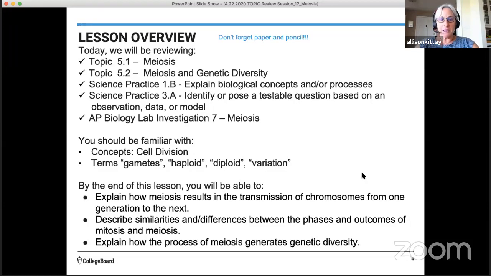By the end of today's lesson, you will be able to explain how meiosis results in the transmission of chromosomes from one generation to the next. You should be able to describe similarities and differences between the phases and outcomes of mitosis and meiosis, and explain how the process of meiosis generates genetic diversity. So go ahead and grab a pen and paper.